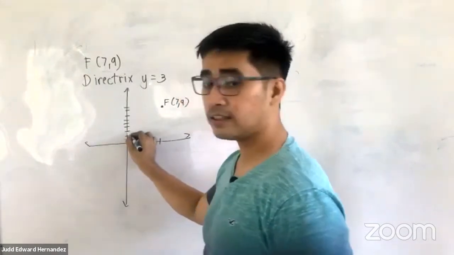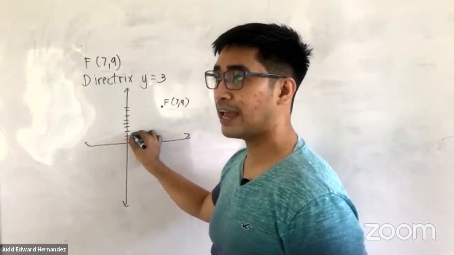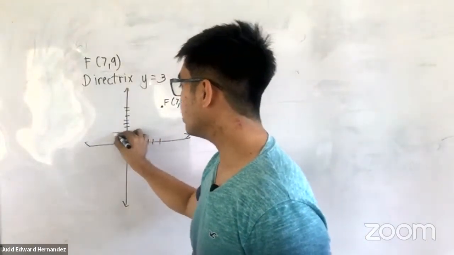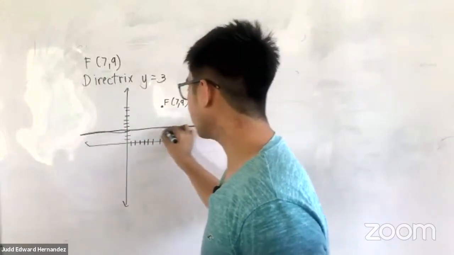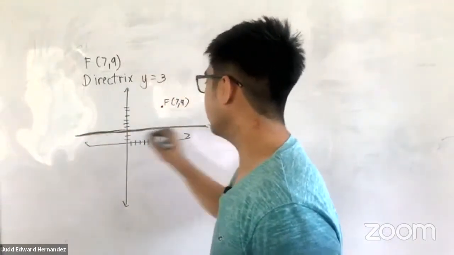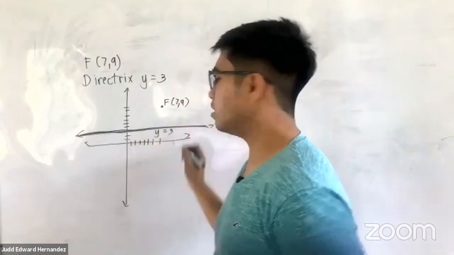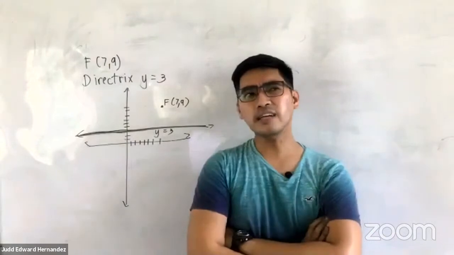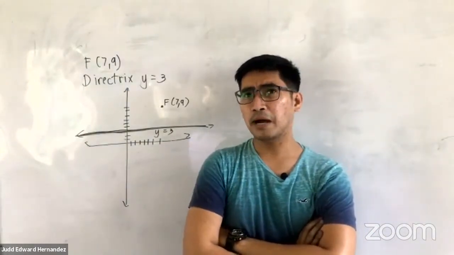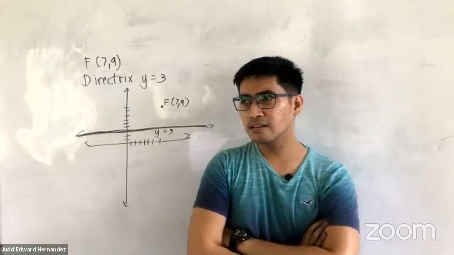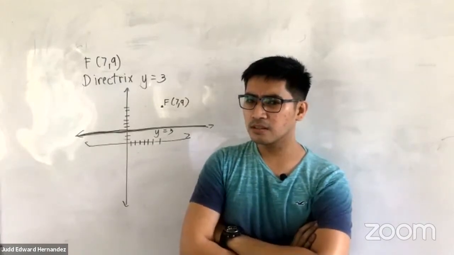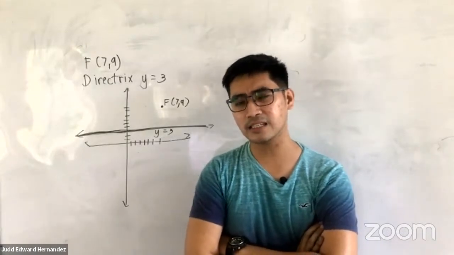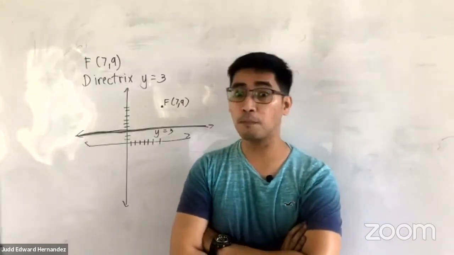Therefore, if this is the directrix, what kind of line is the directrix? Vertical or horizontal? Horizontal po. Kung horizontal, eto siya, and that is y equal to 3. Kung horizontal yung directrix natin, saan kaya bubukas yung parabola? Upward. Very good. Kasi yung focus ay nasa taas, dapat bubukas yung parabola ko pataas.